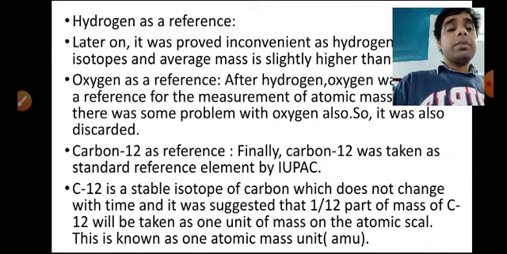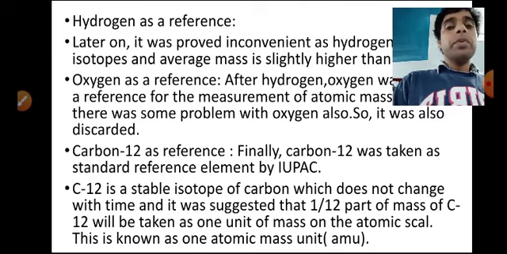Carbon actually exists in isotopic forms. Carbon 14 is there, carbon 12 is also there. So finally we are taking carbon 12, and IUPAC has also approved that carbon 12 is the best one for calculating the relative atomic mass.